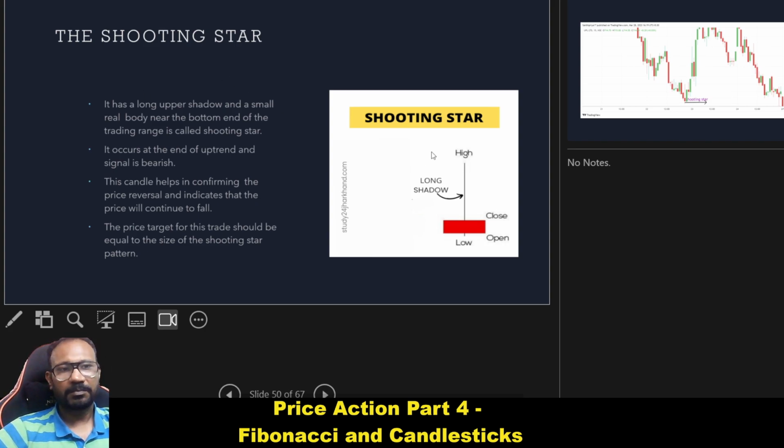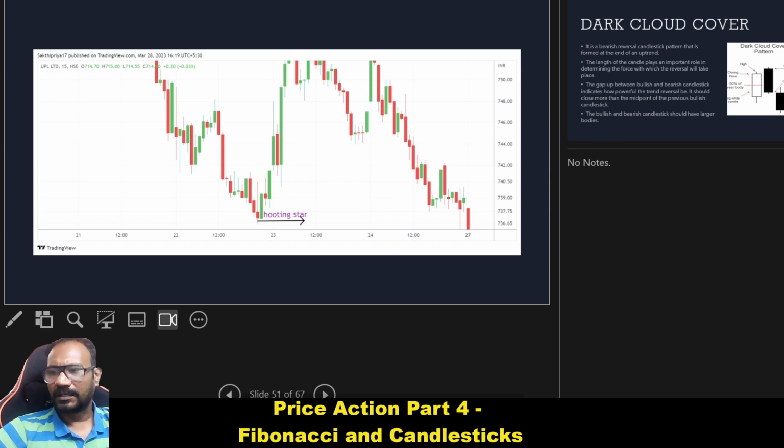Depending upon where it's formed, there are different kinds of stars. One is a shooting star, which you see at the base of a downtrend. I'll show you an example. Here you see the market has been falling, and then you see a long body, long wick and a small base. This is the small body, and this means that it is a shooting star. The market is about to shoot on the upside. That's why it's called a shooting star.